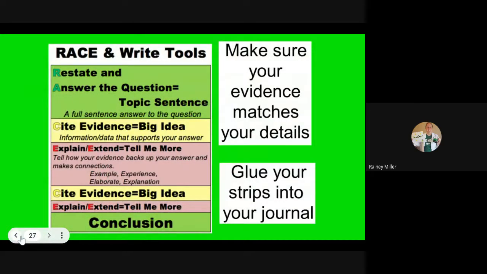All right, then we have to do our last part, which is your conclusion. And one of the ways that I find easiest to write your conclusion is by taking the sentence that you used for restate and answer the question and just say it in a different way. So I might do, I just basically rearrange the words essentially. So pause the video, give that a try.